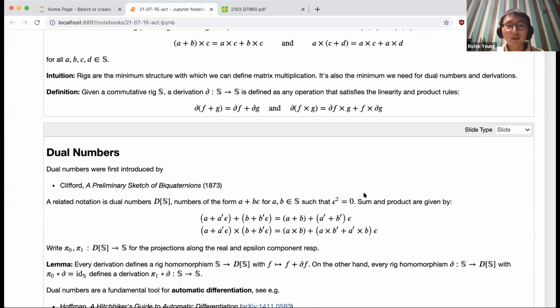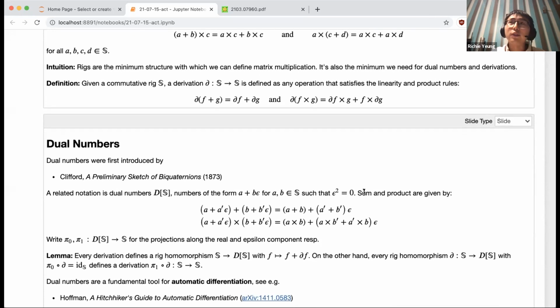A related concept to derivations is that of dual numbers. Dual numbers were first introduced by Clifford. There are two intuitions to this. The first one is that it's similar to the complex numbers in the way it's defined, in that in the complex numbers, you take the reals and introduce a special element i, such that i squared is equal to -1. Here, instead of using the reals, we take a rig S, and then we introduce a special element epsilon, such that epsilon squared is equal to 0.